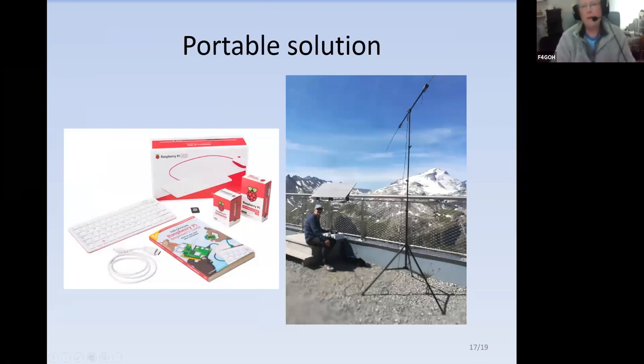Another way to use the Raspberry Pi is a portable solution. I think the Raspberry Pi 400 is a very, very good thing for portable use because there is directly a keyboard, you just plug in a mouse and a little screen. And I think with this device, you could use it outdoors, for example, here with my bike near the French Alps in France.